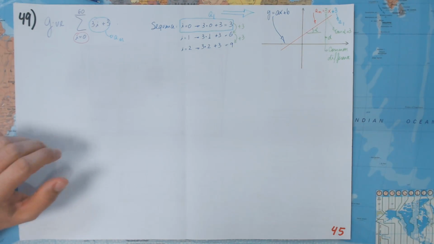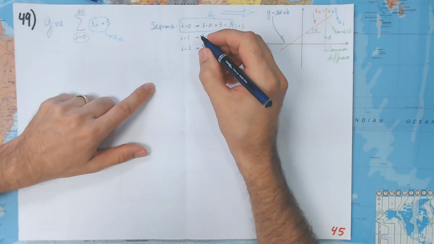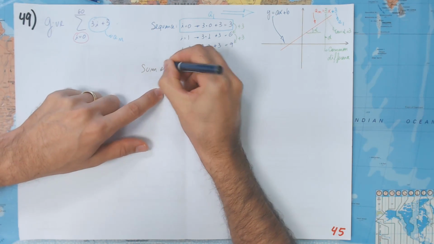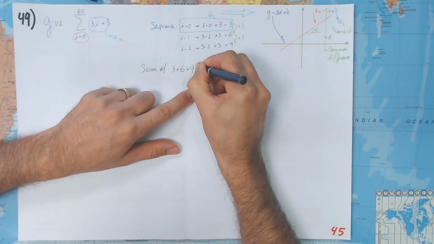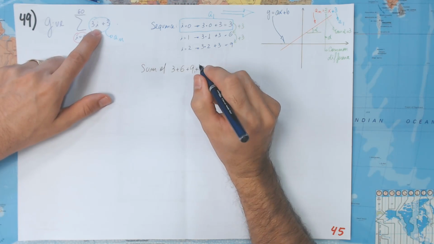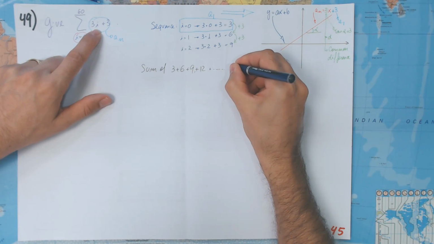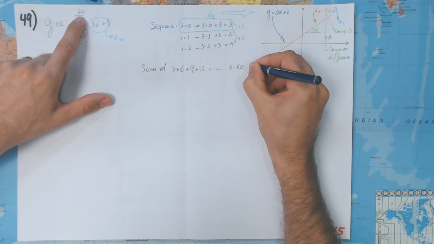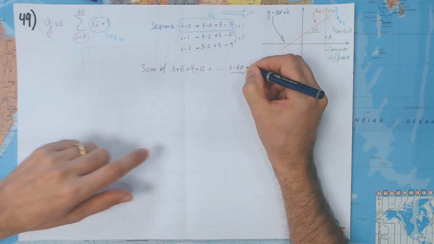So this is our sequence, and now what are we interested in? We're interested in calculating the summation, the sum of 3 plus 6 plus 9 plus 12, and so on, until i is 60. So let's put 60 here. It's going to be 3 times 60 plus 3. And that number should be 183, okay?